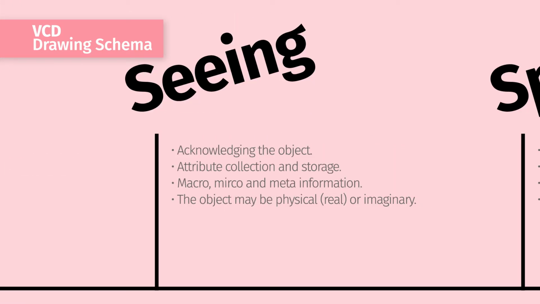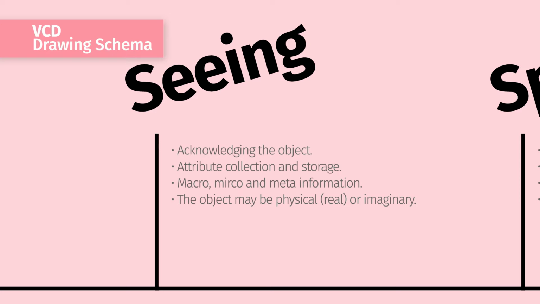And we'll move on to the seeing stage. Now this is where looking becomes more than just the physical thing. It's now becoming the student's acknowledgement of what they're looking at. So it is that acknowledgement of the object and paying attention to it, and it's starting to collect information about the attributes and storing them in some way. It's looking at the macro, micro and meta information which students can gather about the object, and as we step through the levels of visual communication design, the complexity of each of these attributes increases.